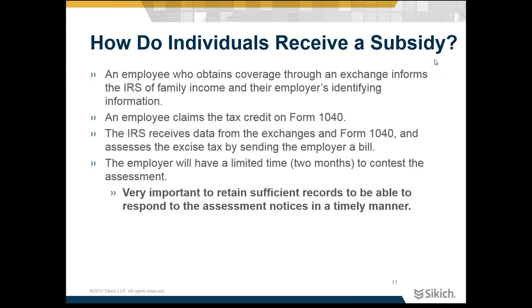Just as a refresher, for individuals who do receive a subsidy, employees go online to an exchange potentially, and they inform the IRS of what their family income is, and they also provide who they're working for. Or an employee could claim a tax credit on their Form 1040. And the IRS receives all this data from the exchanges and the tax form, and then they're going to send the employer an excise tax bill, likely several years from now. They're predicting in 2018 employers may be receiving that bill, and employers will get about 2 months of time to respond to it.